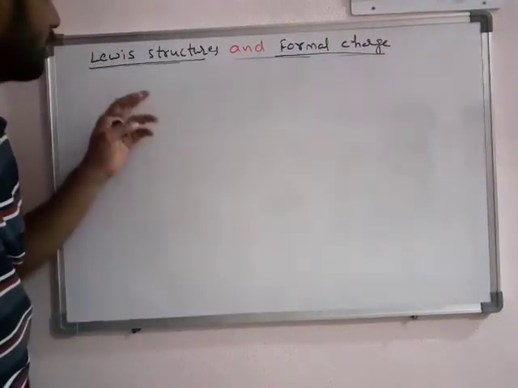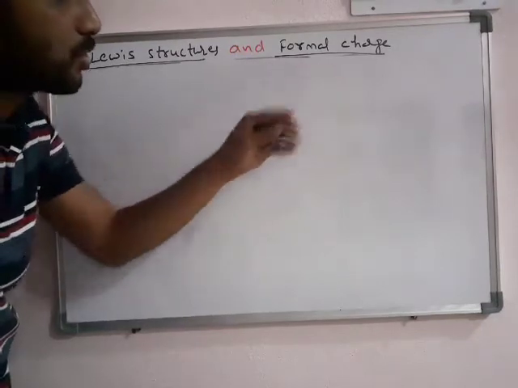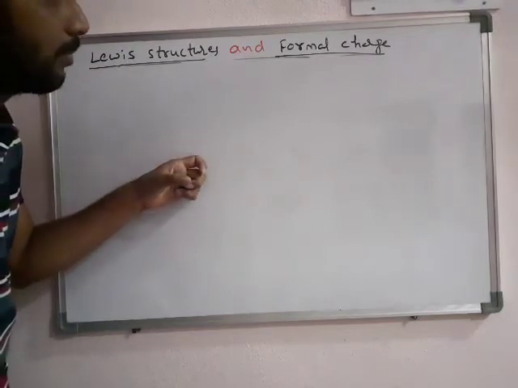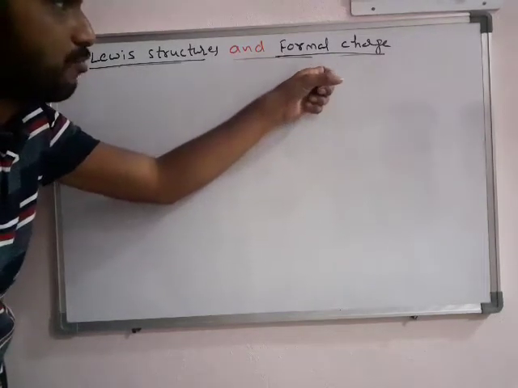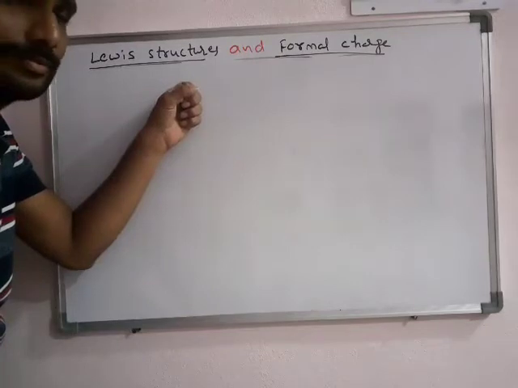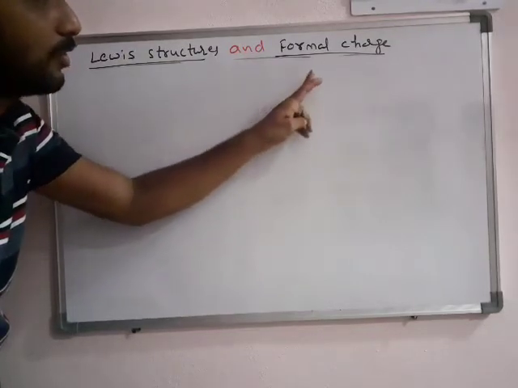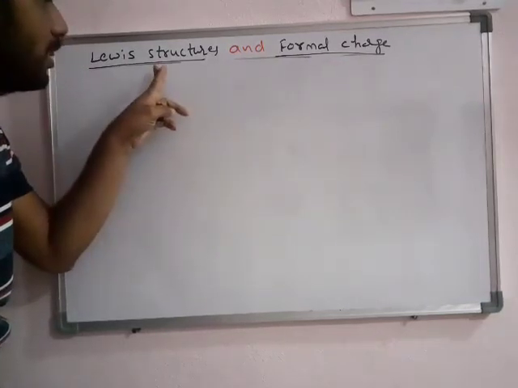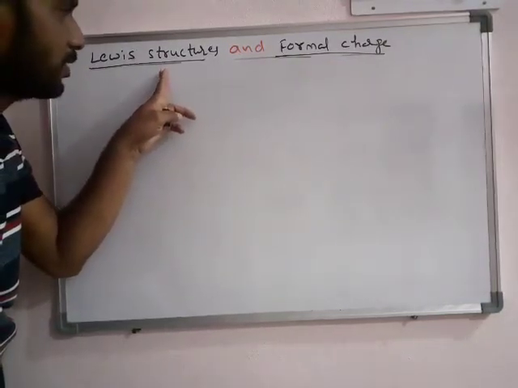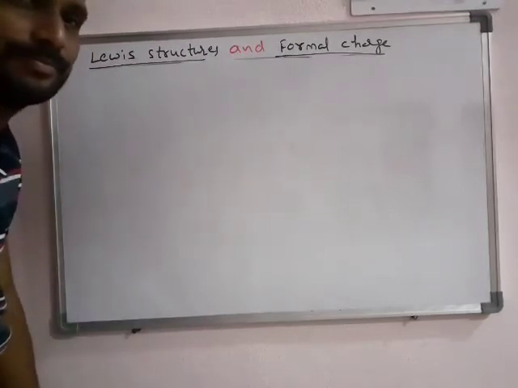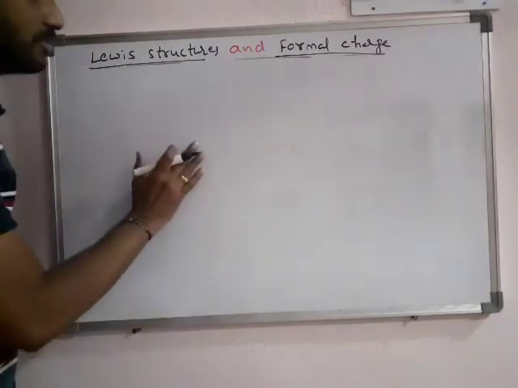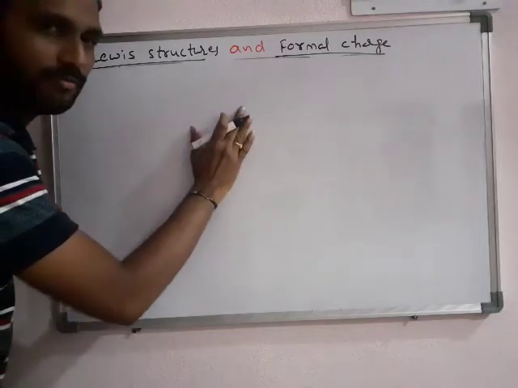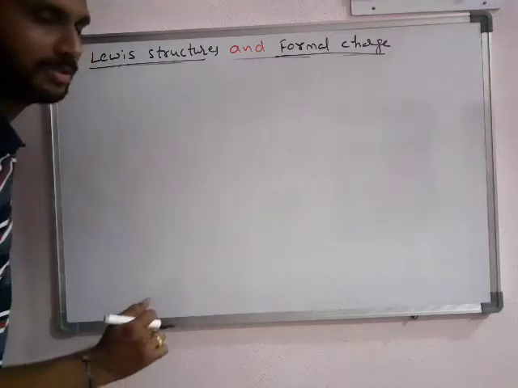Okay, so now we see about the Lewis structures and formal charge in different molecules. Here there is a perfect correlation between the formal charge and Lewis structure. We can't write the formal charge of an atom without knowing the Lewis structure of the compound which contains that atom. Now we see the Lewis structure of some molecules and the formal charge of atoms in those molecules.